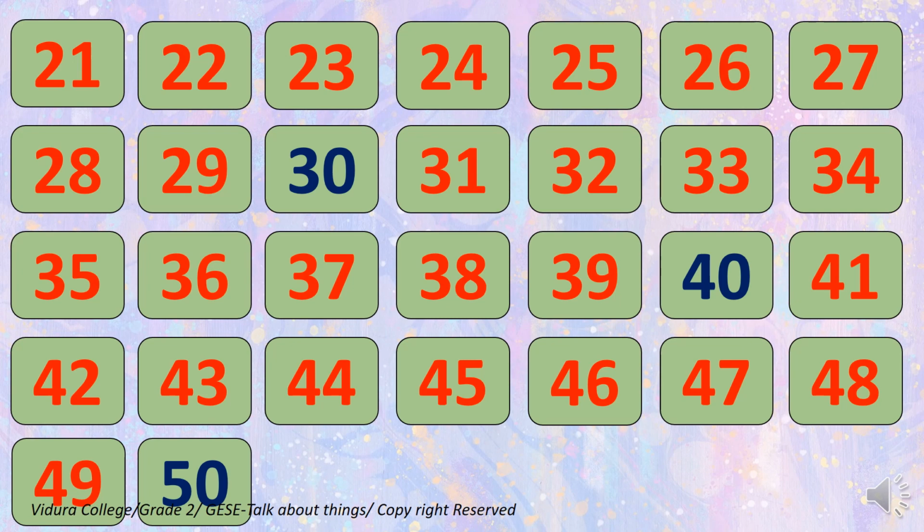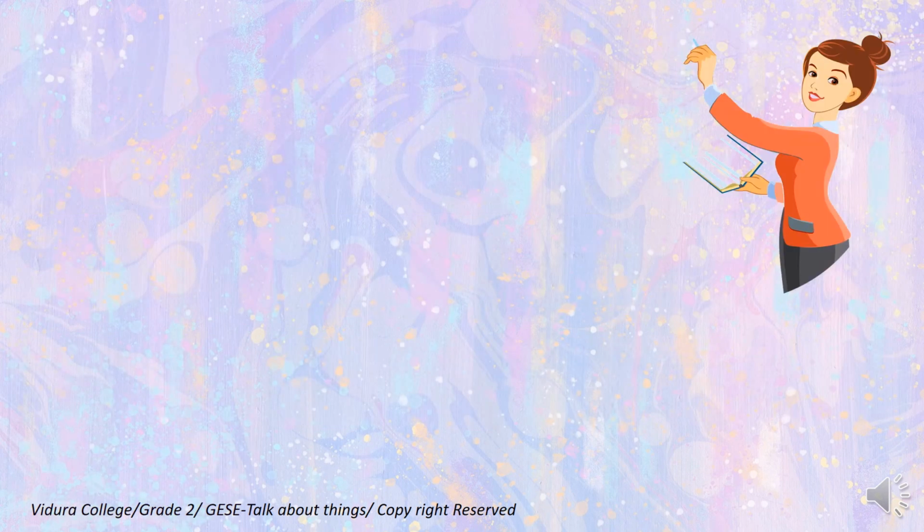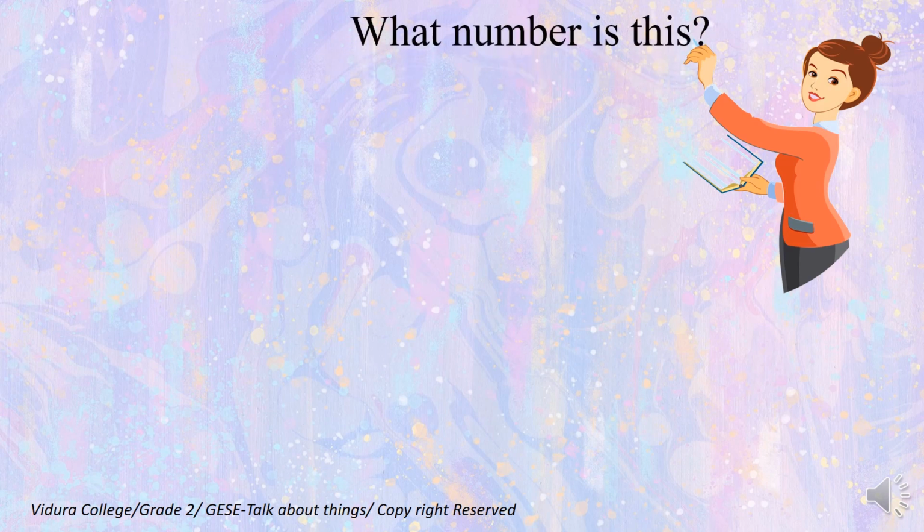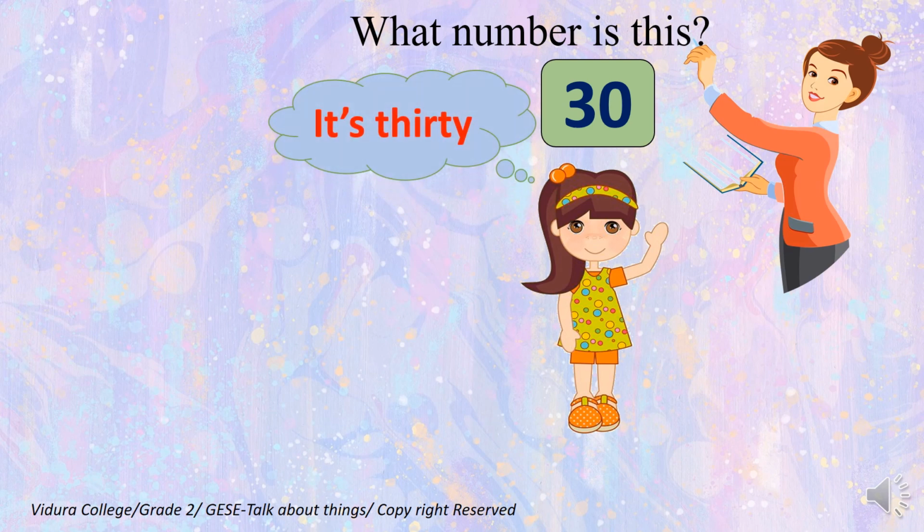So you should be perfect in all these numbers. We'll see what kind of questions there will be in your exam. The examiner will ask you, what number is this? He or she will show you a number and ask, what number is this? Then your answer should be, It's 30. Your answer should start with it's, and then the number name. We'll try another example.